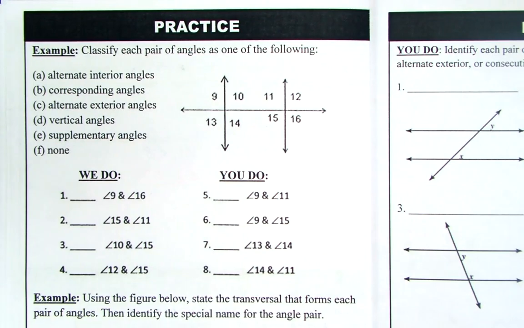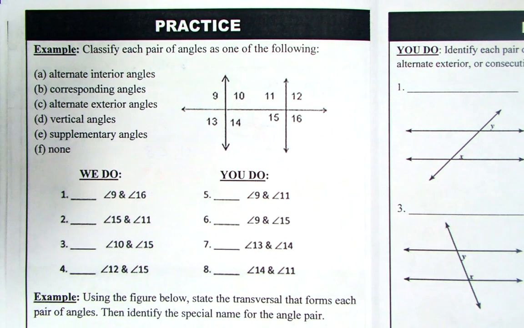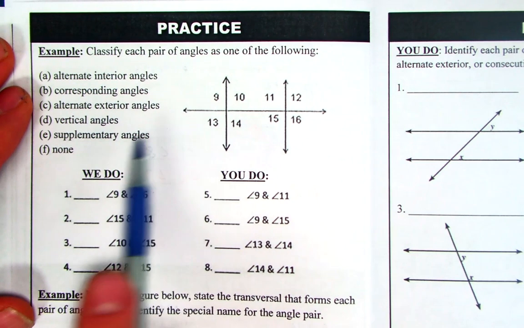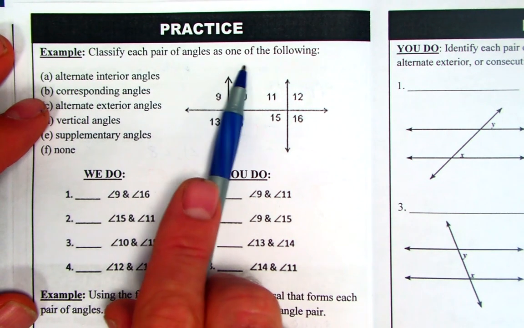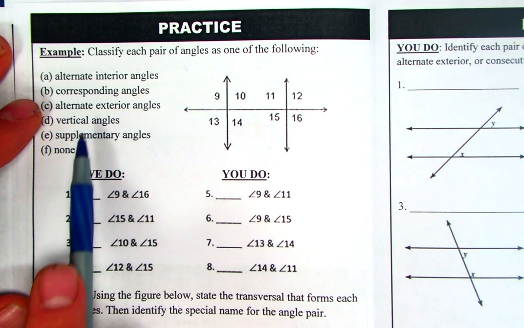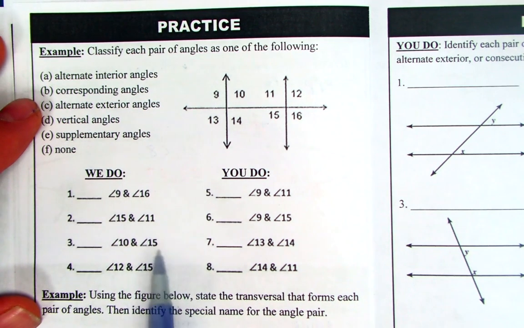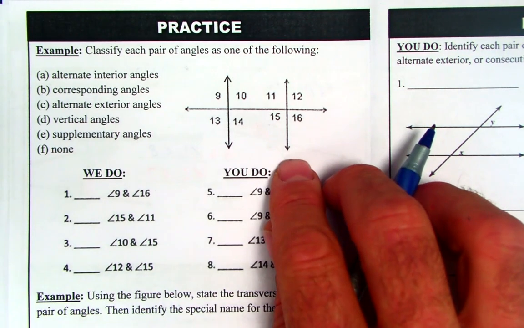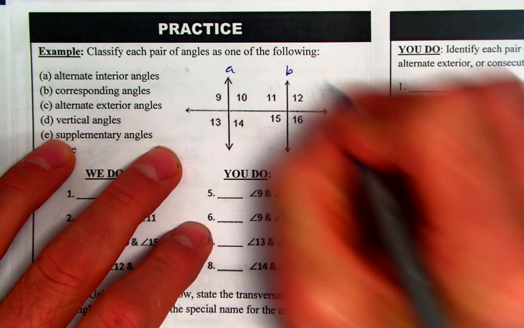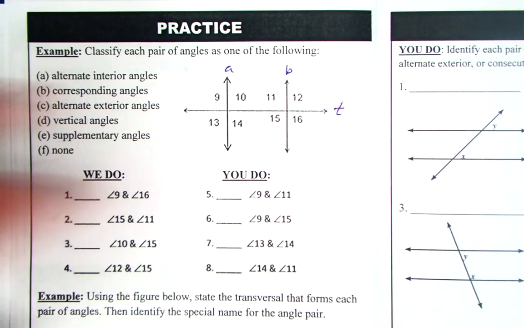All right, so let's do a little bit of practice. It's a relatively short lesson. We're going to kind of expand on it and do part 2 next class when we talk about parallel lines specifically. But now we'll just practice naming angles. So classify each pair of angles as one of the following: alternate interior, corresponding, alternate exterior, vertical, supplementary, or none. Okay, so let's name our lines. So let's say we have lines A and B and transversal T.